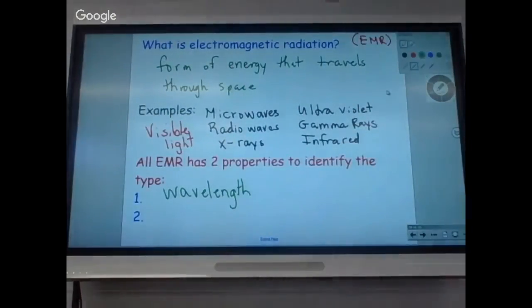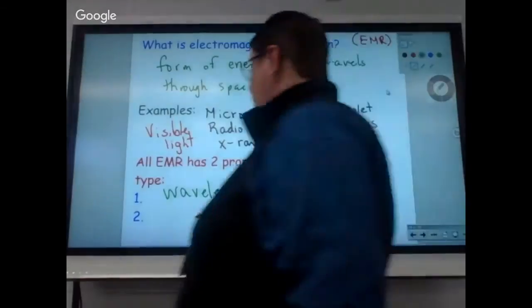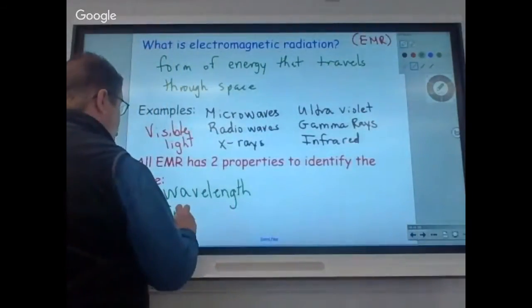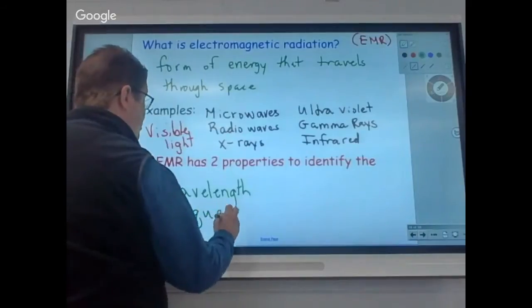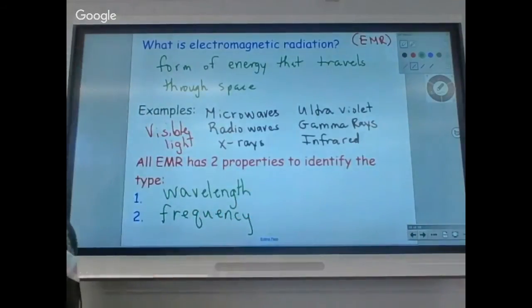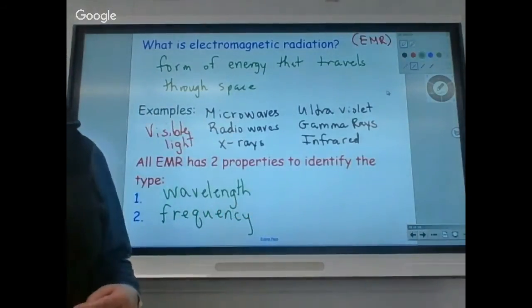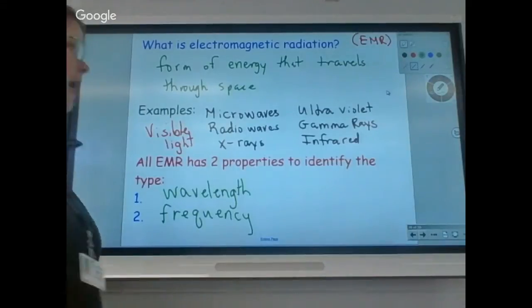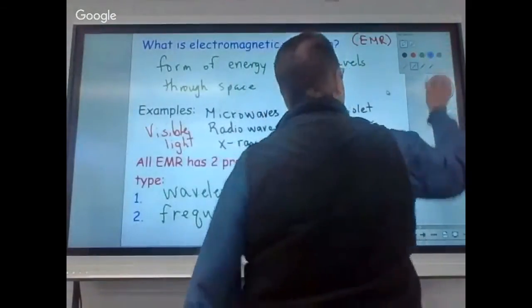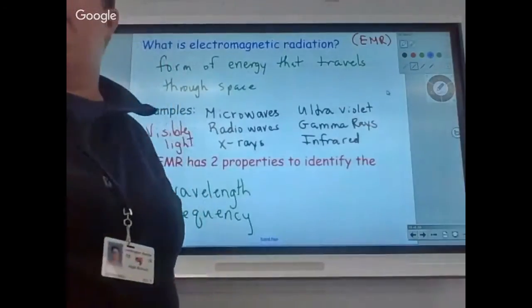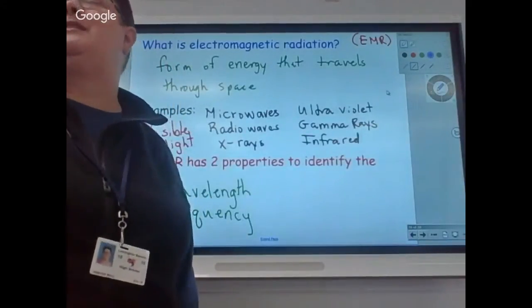Now, some textbooks give us the opposite of wavelength, which is what? It was on the quiz today. What's the opposite of wavelength? Frequency. Our chart does not, because the state wants you to know the relationship between the two, so you have to know the difference. So, what's the relationship between frequency and wavelength? They're inversely proportional. What's that mean?